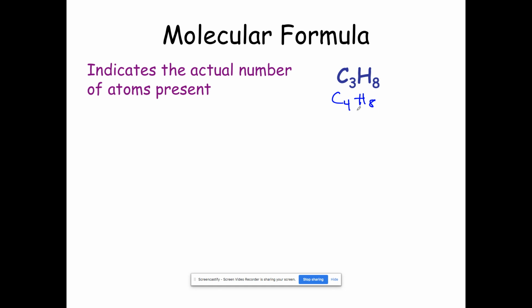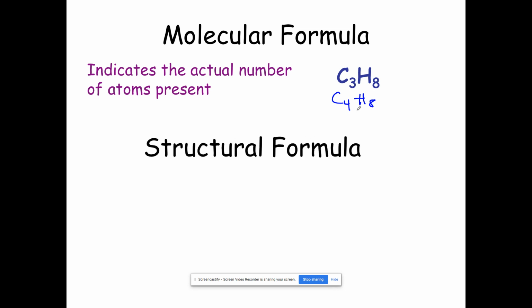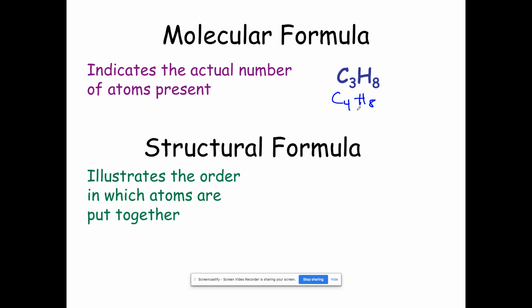In organic chemistry, we are focused on structure. So the formula type that is most important is called the structural formula. With structural formulas, we don't group the carbons together and group the hydrogens together. We're going to show how they are built. And the structural formula is going to allow us to figure out chemical properties later on.